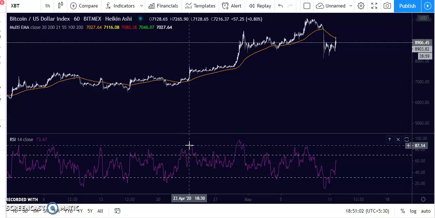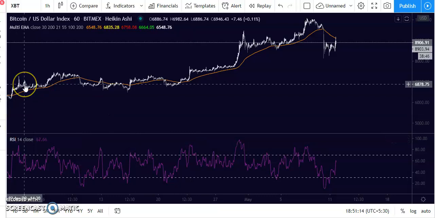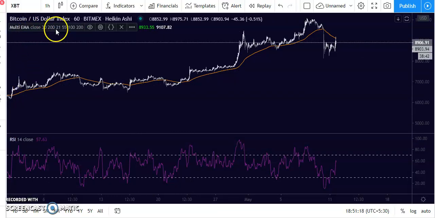Today I will discuss one of the basic RSI trading techniques, which most people get wrong. So I'll make it simple and easy for you guys. For this we need to use two indicators: one is multi-EMA and another one is RSI.